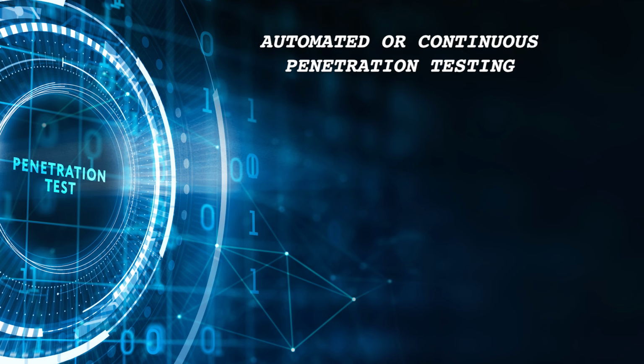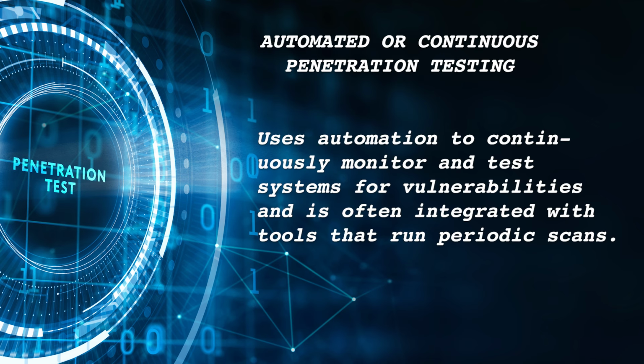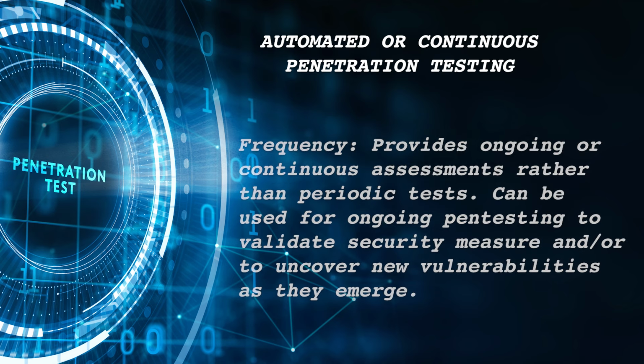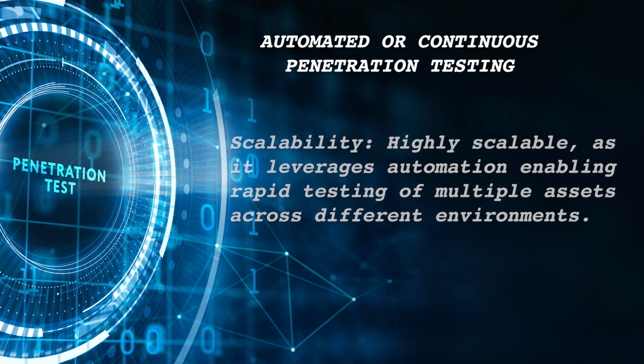Next, automated or continuous penetration testing. It uses automation to continuously monitor and test systems for vulnerabilities and is often integrated with tools that run periodic scans. Frequency: provides ongoing or continuous assessments rather than periodic tests. It can be used for ongoing penetration testing to validate security measures and/or uncover new vulnerabilities as they emerge. Scalability: highly scalable, as it leverages automation, enabling rapid testing of multiple assets across different environments.